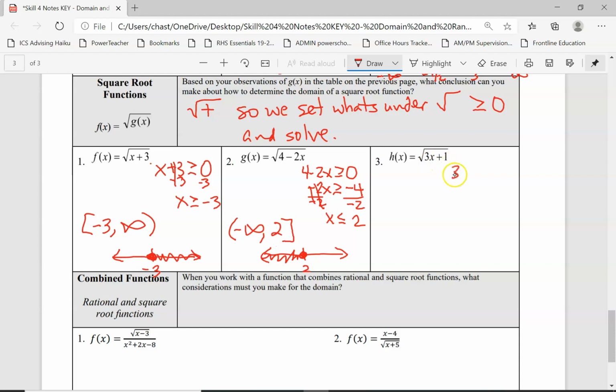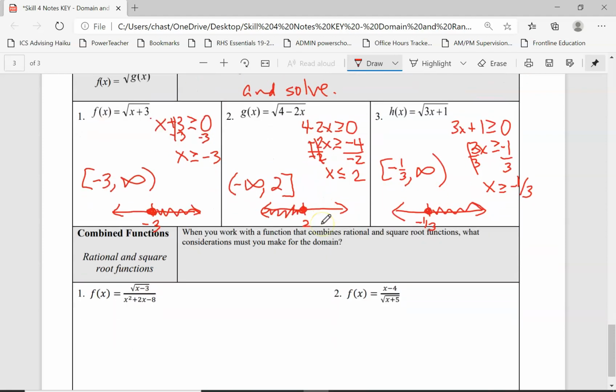This example here, I would do 3x plus 1 greater than or equal to 0. Subtract 1 from both sides, and then divide by 3. So x would be greater than or equal to negative 1/3. Close circle, shade to the right. So we would write our domain is negative 1/3, comma, infinity. That's how you find the domain of square root functions.